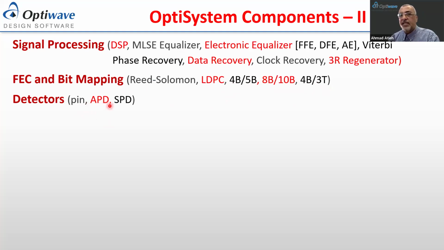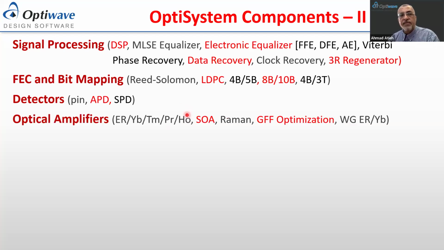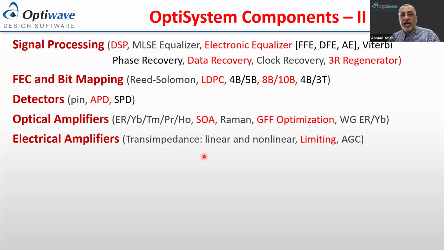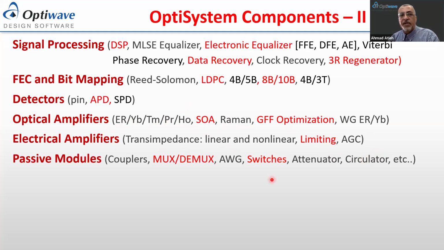Detectors: we offer APD detectors and SPD, single photon detectors, which we're going to talk about today for this webinar on quantum key distribution. Optical amplifiers: we have almost all the materials and fibers which you can use to build your own amplifier, or you can have a block of optical amplifiers, as well as semiconductor amplifiers, Raman amplifiers, and waveguide amplifiers. Electrical amplifiers: we have transimpedance amplifiers, linear and non-linear, as well as limiting amplifiers and automatic gain control amplifiers.